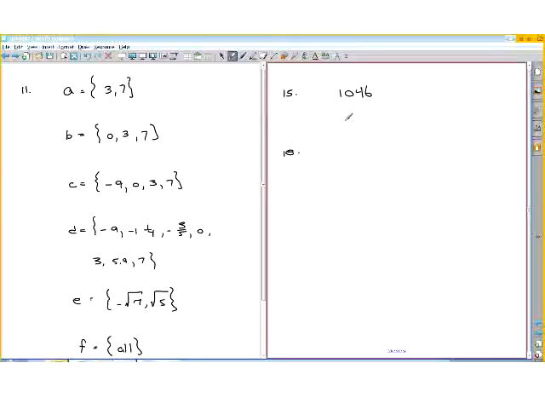Let's look at 18. The boiling point of chlorine is approximately 30 degrees below 0 degrees. Okay, so since this is below, it means that it's less than, and so the answer is negative 30 degrees.